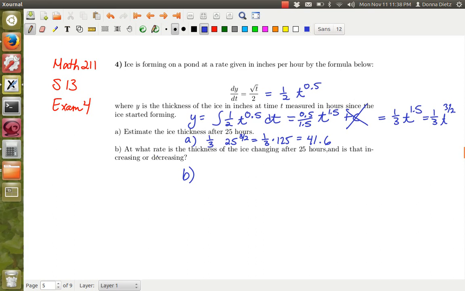At what rate is the thickness changing after 25 hours? And is it increasing or decreasing? Well, in that case, we already had the rate of change, right? This is the rate of change. I already told you that from the beginning. So you could take the derivative of y, but you already have the derivative of y. So y prime at 25 is the square root of 25 over 2, so it's just 5 over 2, 2.5.